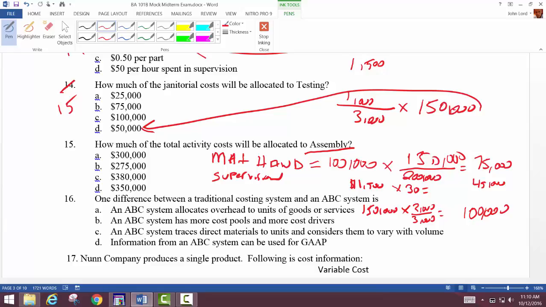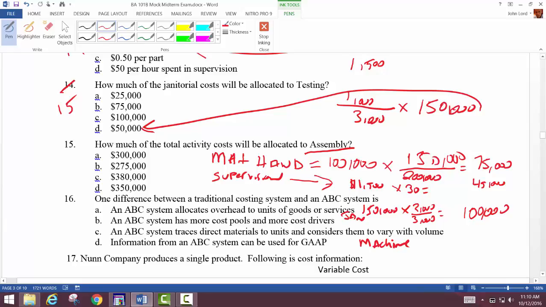Okay. So we got supervision, materials handling, supervision. What was this one? That was supervision? Janitorial? No, that was supervision. This one is what? Janitorial now? And the last one is machining or something? Machine hours. Okay, so I'm going to just put machine next to that one.